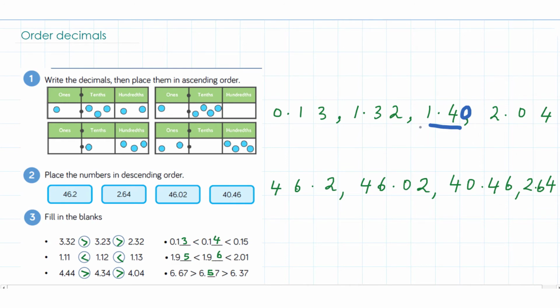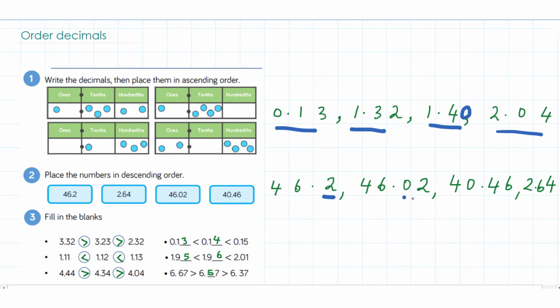You might find it's easier to compare decimals when you have the same number of digits each time. Maybe you ignore the decimals. You think of 13 and 132 and 140 and then 204, then put the decimal points back in. You can do that, but it only works if you've got the same number of decimal places. Okay, number 2, it was descending order.